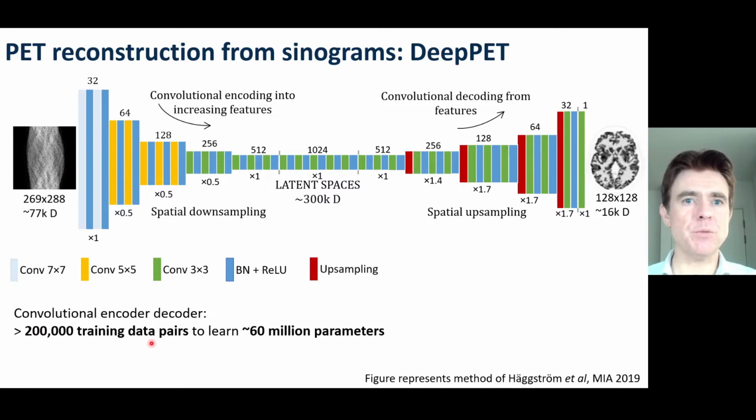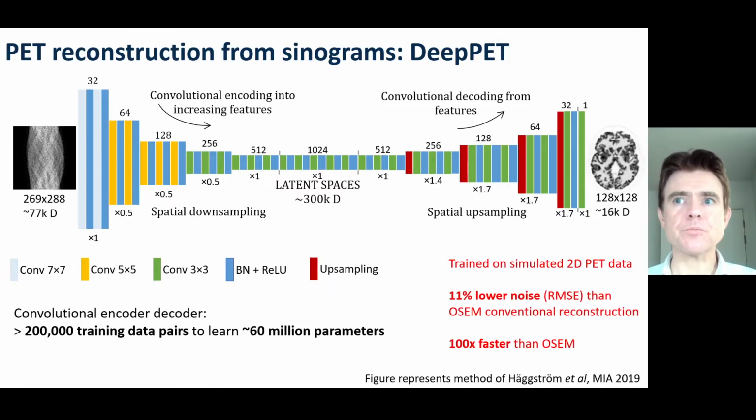Now, in their paper, in their method, they needed, no surprise, a huge amount of training data, which was obtained by simulation. They had 200,000 training data pairs in order to learn roughly 60 million parameters for all of those many kernels. But notice this is still quite a bit less than what would be needed if this was one huge, fully connected layer from a sinogram to a single image. So there is a saving of parameters through use of convolutional layers.